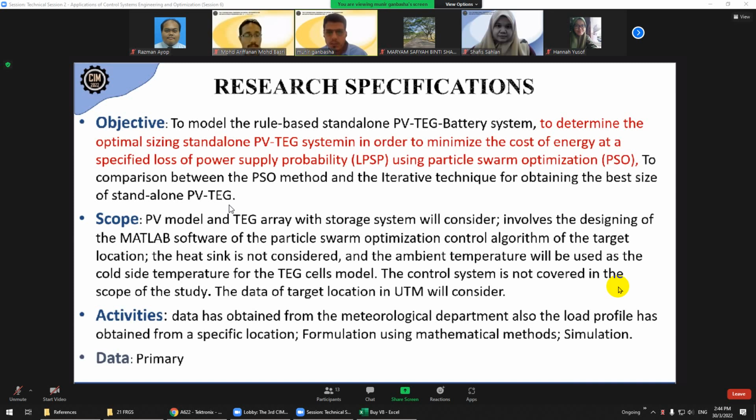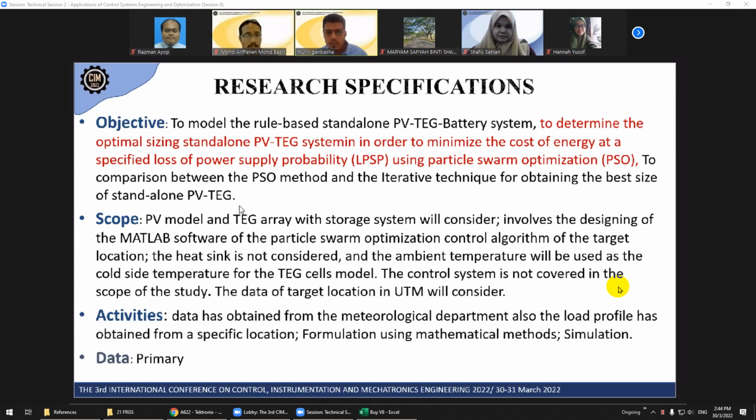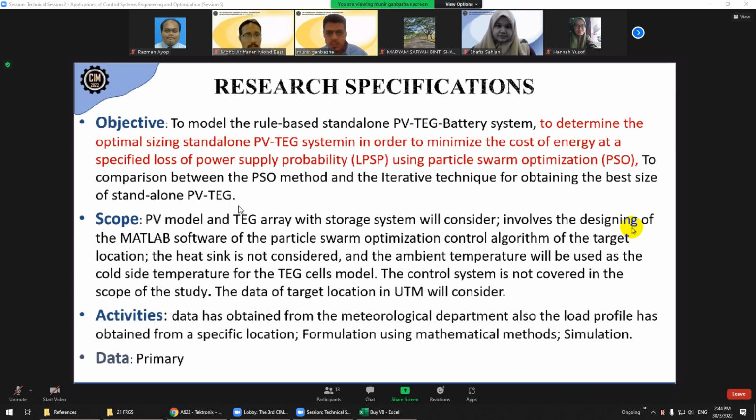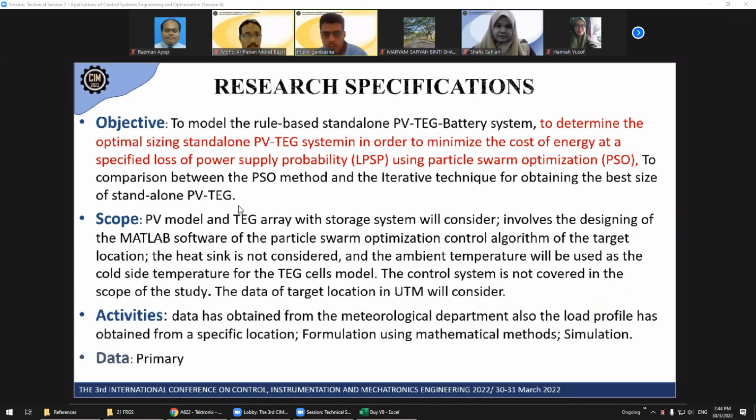First objective, to model the rule-based standalone system. Second objective, to obtain the optimal sizing for the system in order to minimize the cost of energy at specific losses of power supply by using particle swarm optimization algorithm. Lastly, to make comparison between particle swarm optimization method and the iterative method.